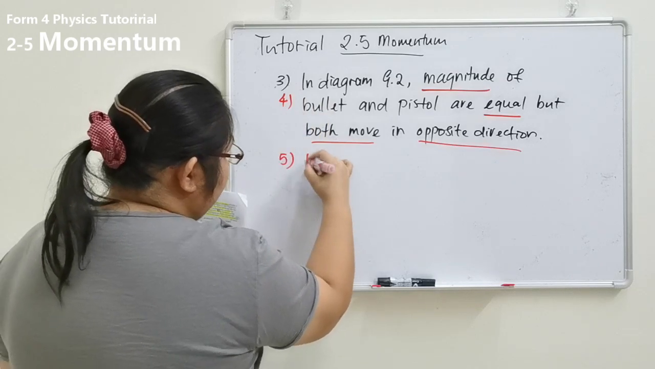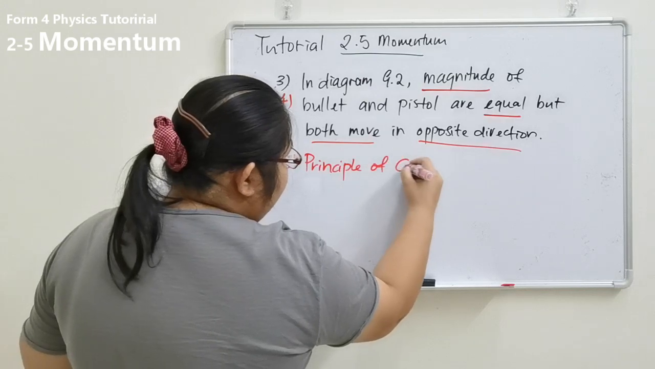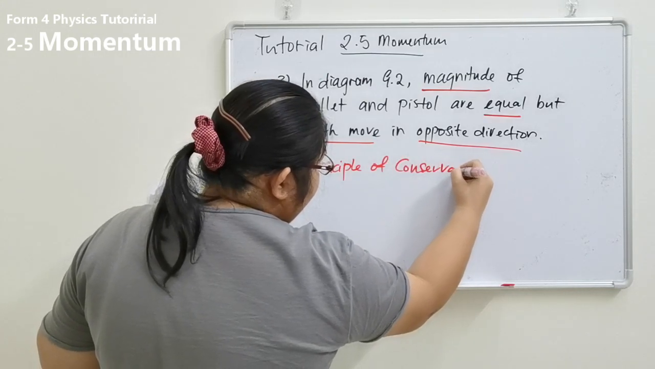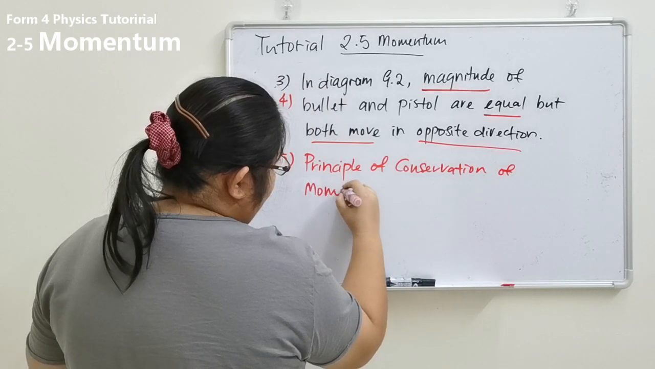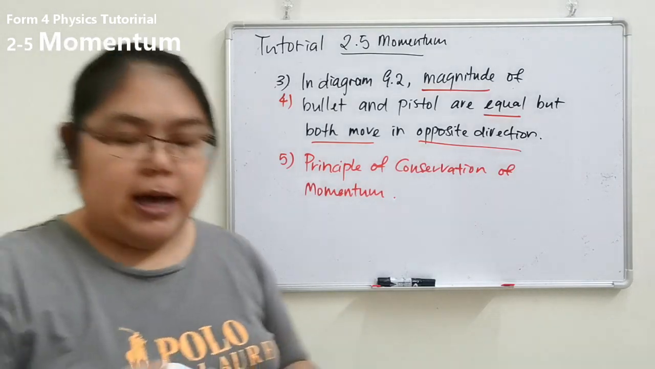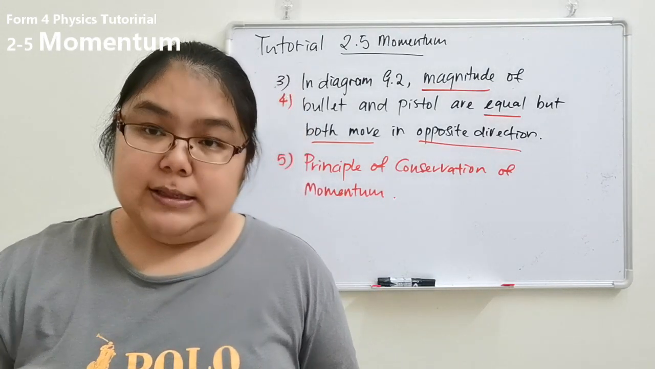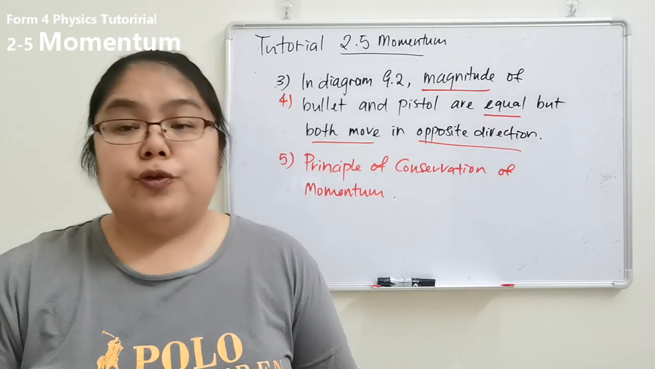Number 5, principle of conservation of momentum. Okay, this one is 5 marks. How you get it is from the comparison question. This one we call a comparison question. Okay, then we go to number 3.